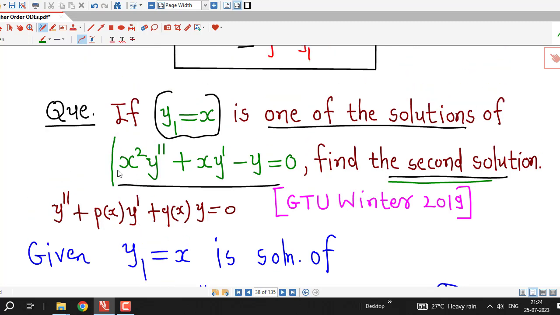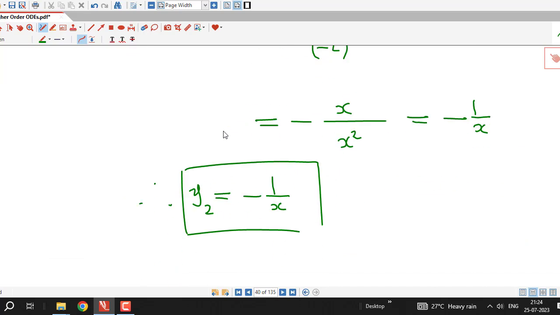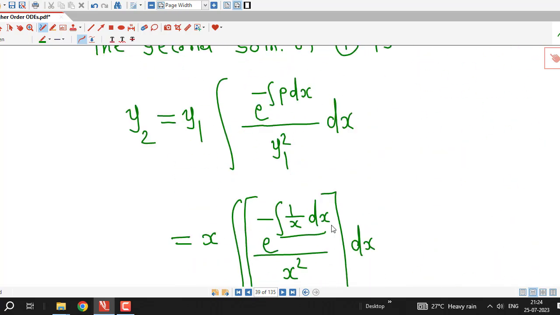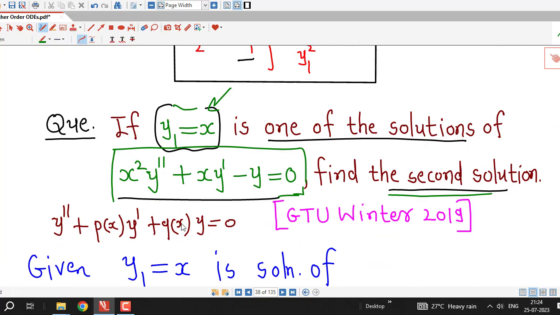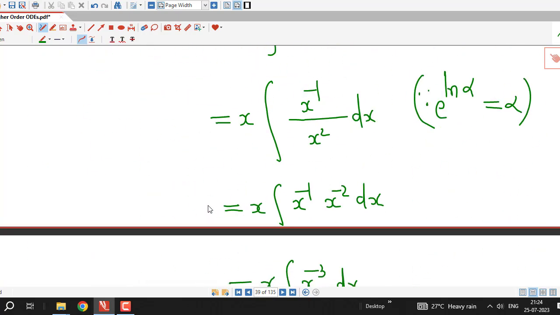And if you observe, this is a Cauchy-Euler equation, so you can solve this Cauchy-Euler equation and you will find that your solutions are y1 equal to x and y2 equal to minus 1 by x. But if they have given one solution and they ask you to find out the second solution, then you should use this method of reduction of order. And you have to just remember this formula.